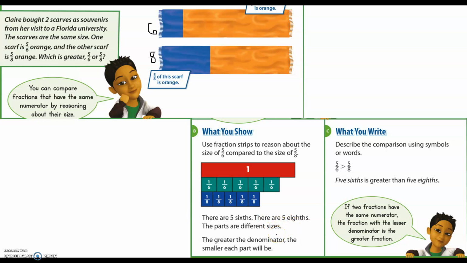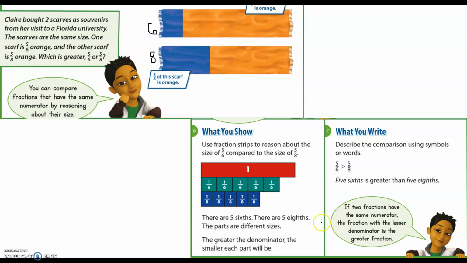The parts are different. The greater the denominator, the smaller each part will be. And again, think of that cookie cake. Would you rather share it with 2 friends or 4 friends? If you share it with 2 friends, you're going to get a bigger piece.